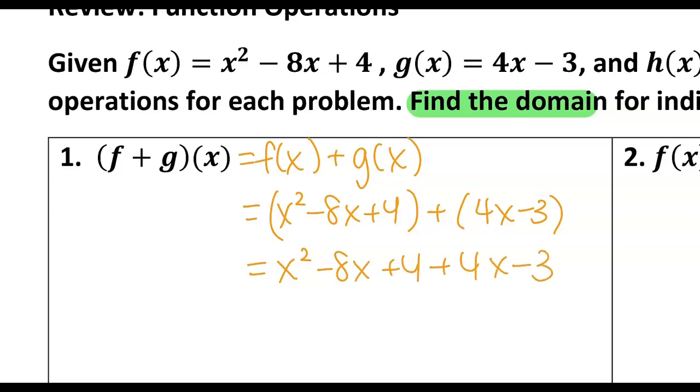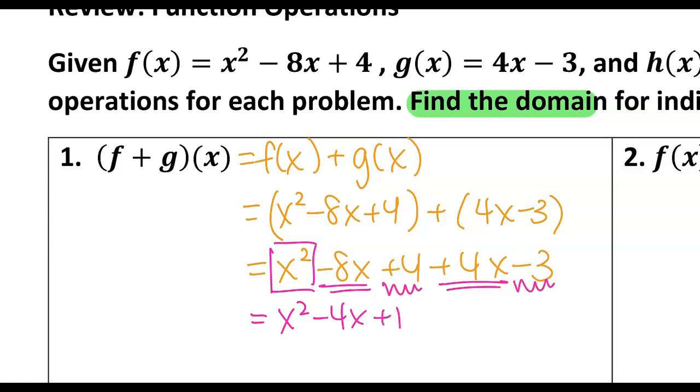And then combine your like terms. Okay, well the x squared again is just x squared. Negative 8 plus 2 is going to give me negative 4x. And then 4 minus 3 is positive 1. That would be your answer.